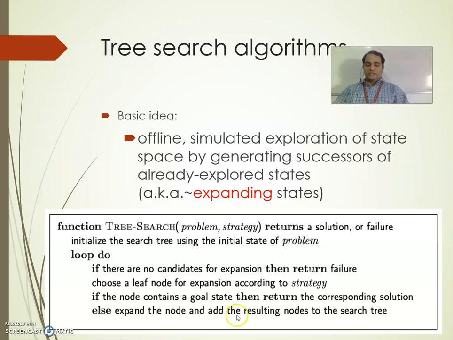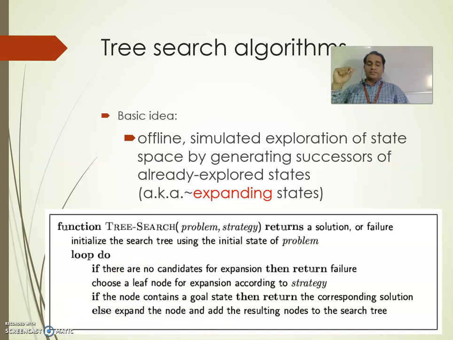So function tree search takes the problem and the strategy. This strategy is basically deciding the search mechanism, how your fringe is being implemented. That means how you are going to pick up the next node. So it may return a solution or failure. Now initialize the search tree using the initial state of the problem. This continues until you either find the solution or there is a failure. So it's a looping thing.